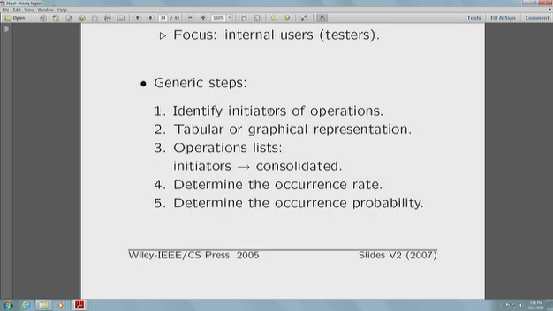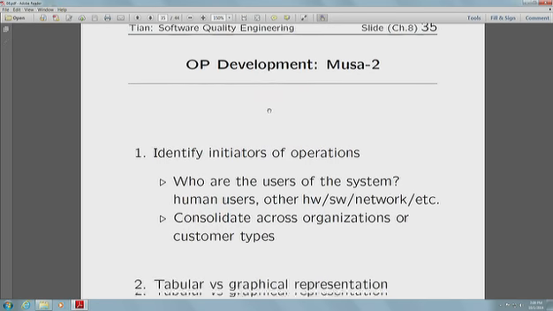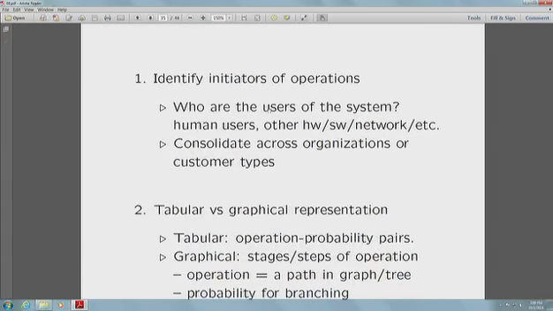Okay, consolidate them. Then you try to collect the information and do the measurement, so determine the occurrence rate, basically how often it occurs. You can do it over a day, over a month, over whatever kind of period that you define. Then you collect how many times this occurred, and then normalize them and get the result. So let's look at each step in a little bit and look at some examples.